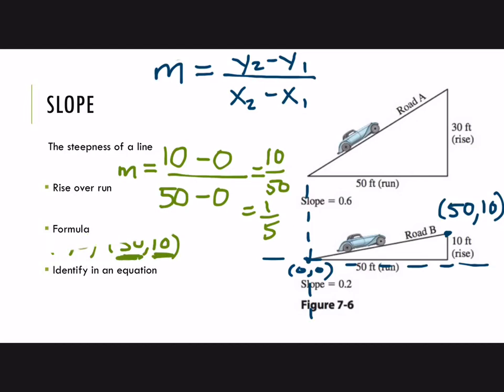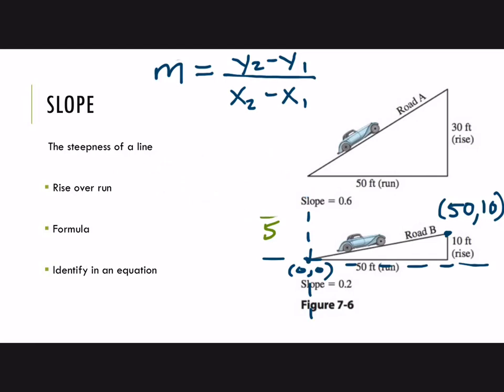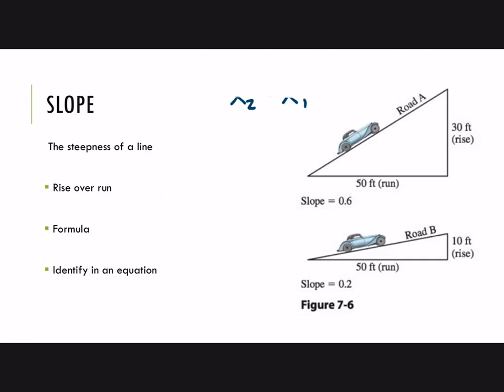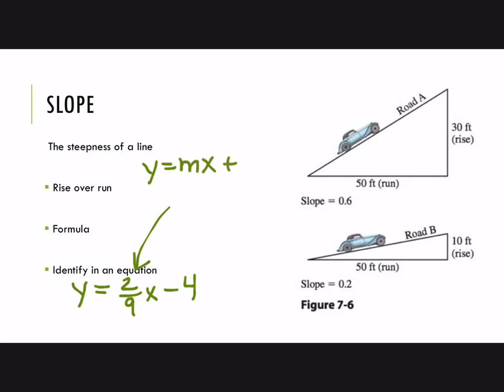Alright, so we have rise over run, that's one way to find slope. We have a formula. If you had 2 points, you can calculate a slope using that formula. And then another way to find slope is to identify it from an equation. So let's say you have something like y equals 2/9 x minus 4. Alright, and you may remember that in this equation, if it looks like y equals a number times x plus another number, the number in front of the x represents the slope. So I would say that the slope of this line is 2/9.